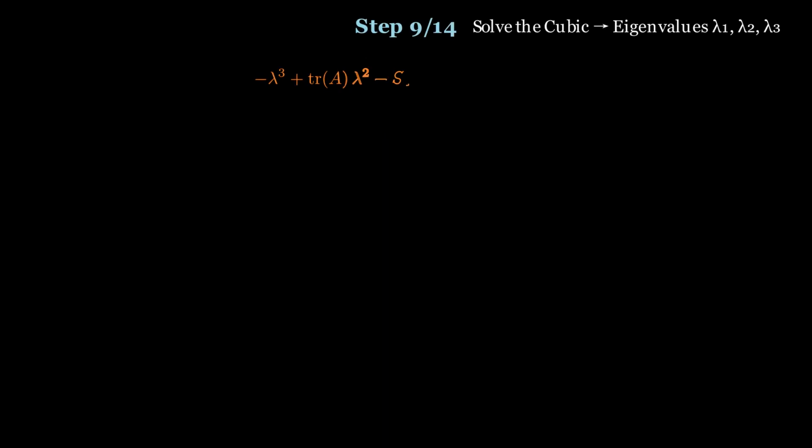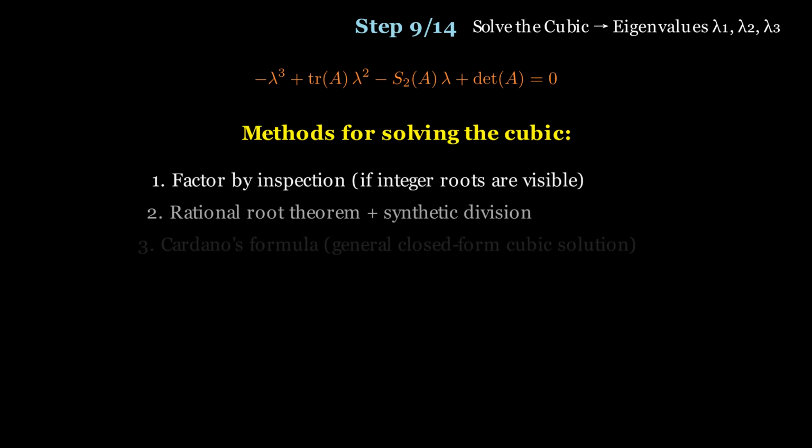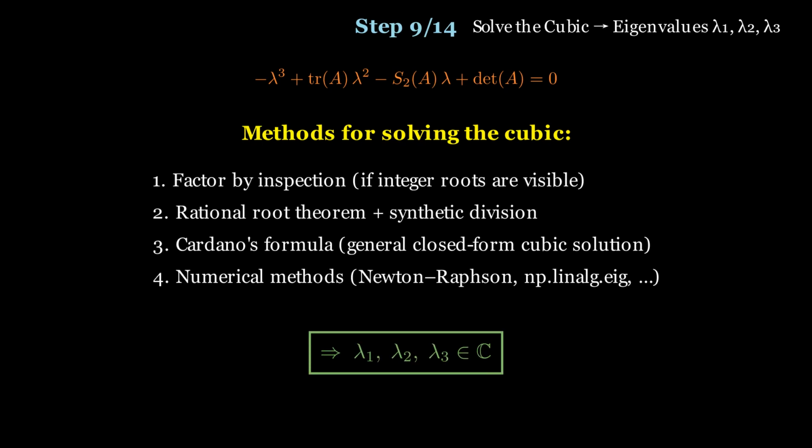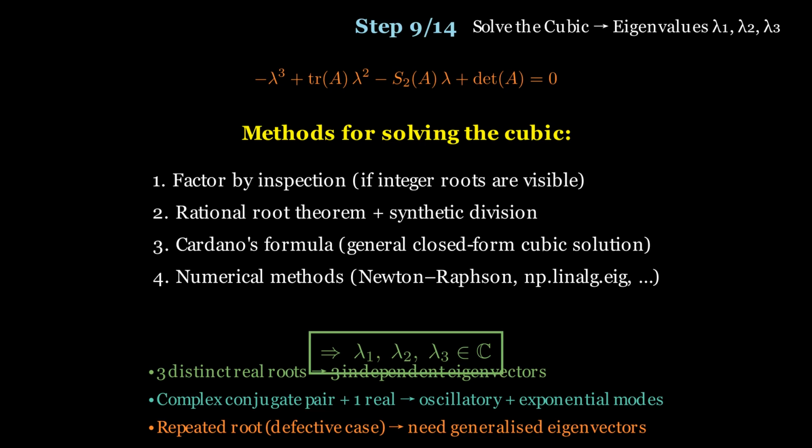Step 9. The characteristic polynomial is a cubic. We can solve it by inspection, by the rational root theorem, by Cardano's formula for the general cubic, or numerically via routines like NumPy's linalg.eig. The three roots are the eigenvalues lambda 1, lambda 2, lambda 3. If all three are distinct, we get 3 independent eigenvectors and the general solution is a sum of 3 exponential modes. A complex conjugate pair produces oscillatory behavior. A repeated root may require generalized eigenvectors. That is covered separately.